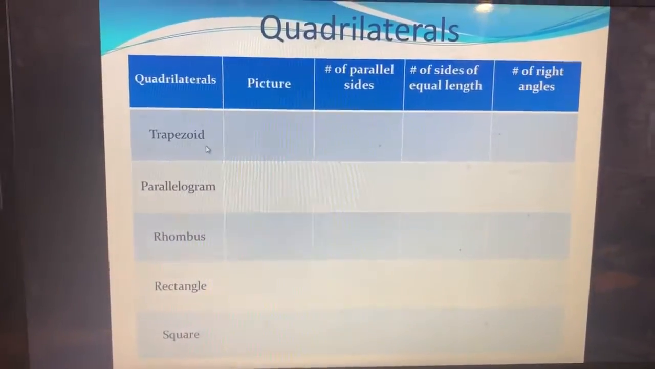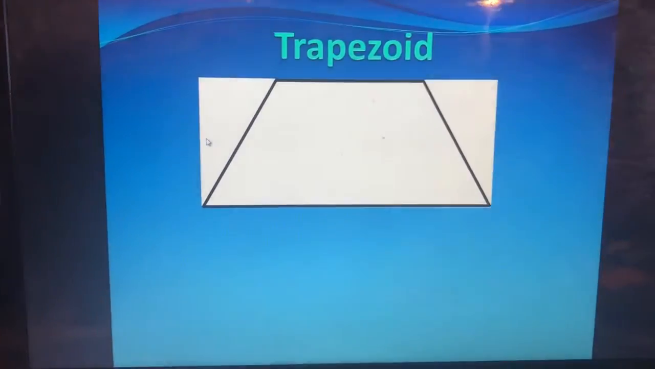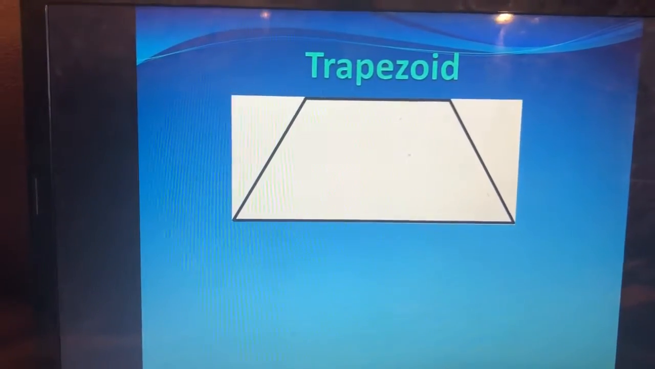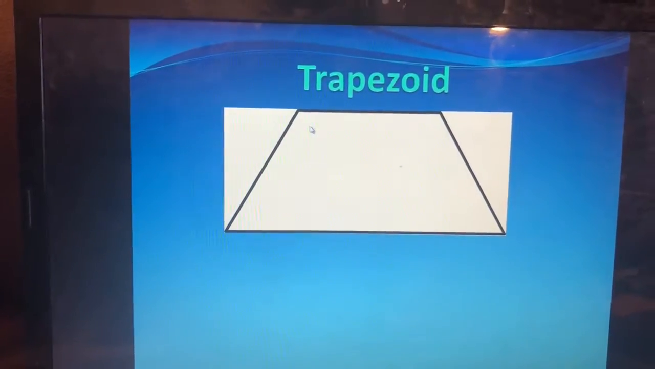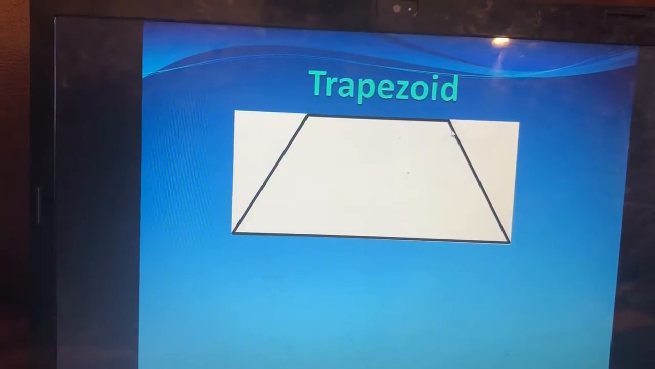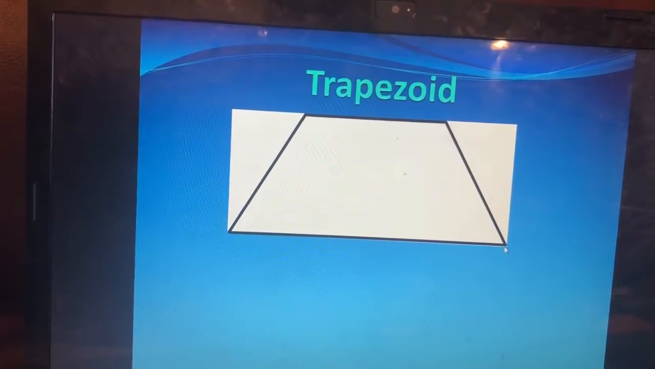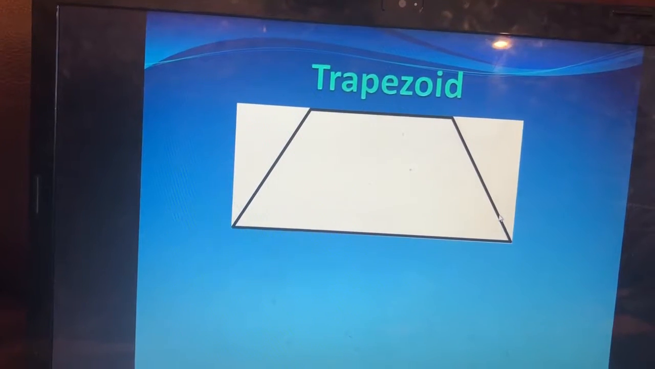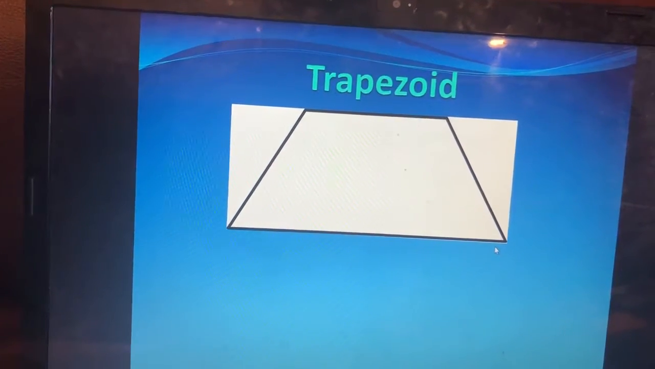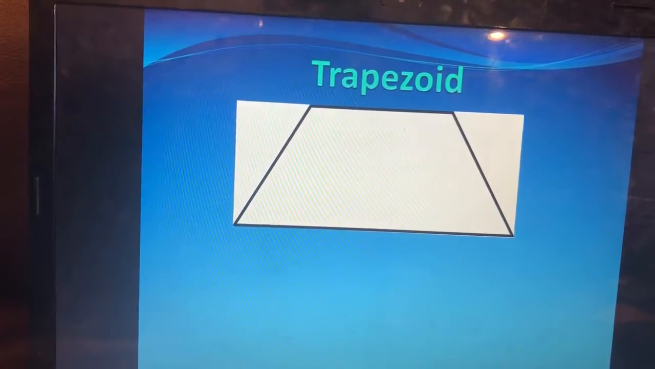And our first quadrilateral that we will be talking about is a trapezoid. So as you can see here, this is an example of a trapezoid. We can see that the trapezoid has 4 corners or vertex, because we have 1 here, 2, 3, 4, and it also has 4 sides, 1, 2, 3, 4. So let's talk about some more ways to describe this trapezoid.